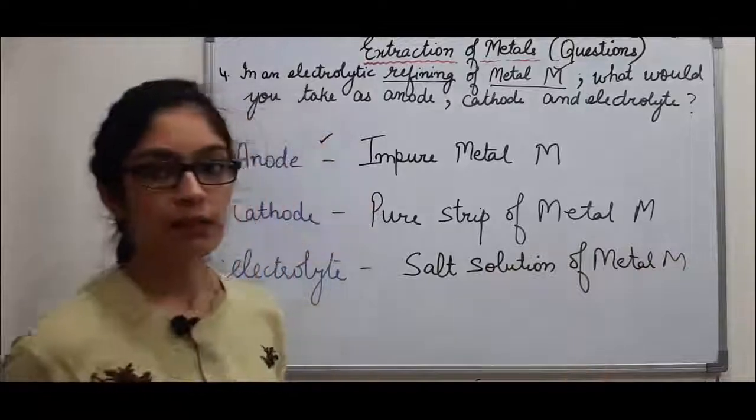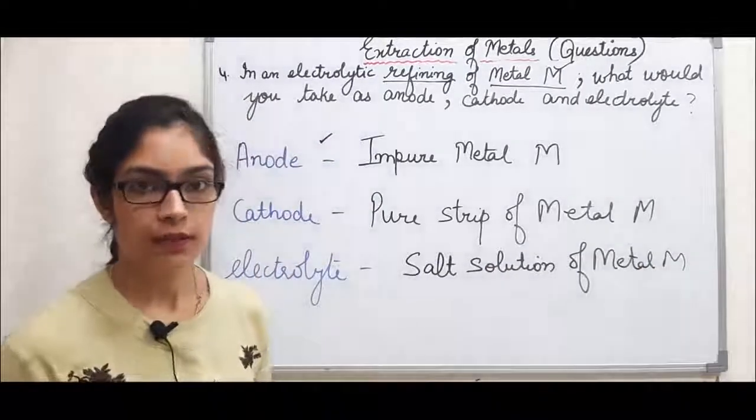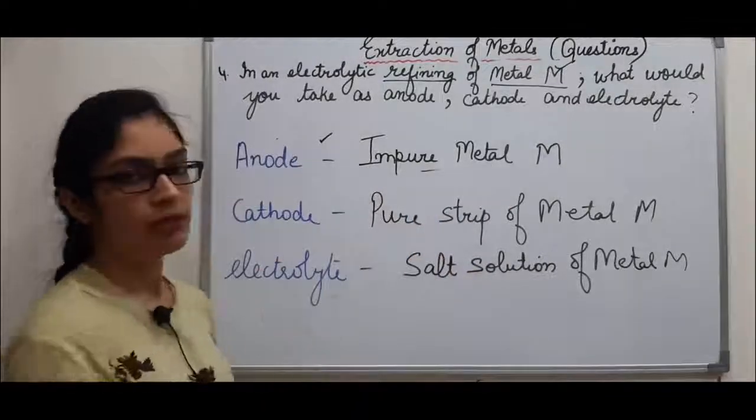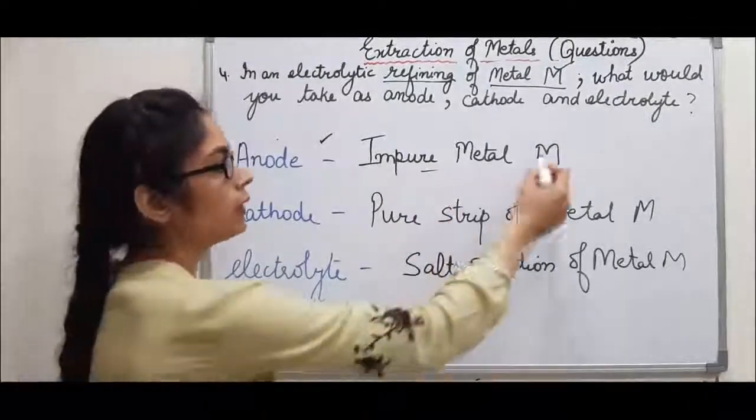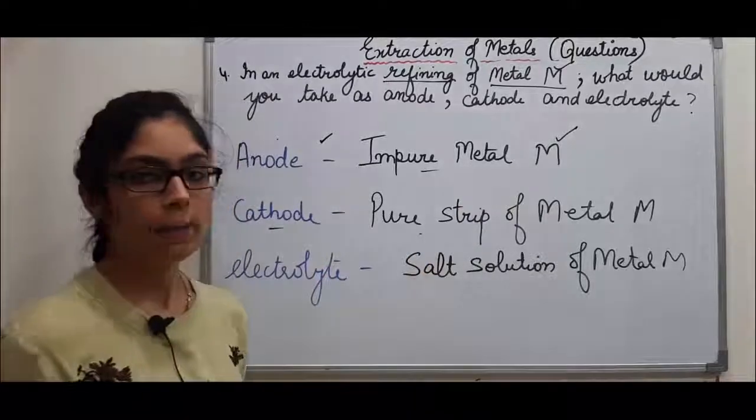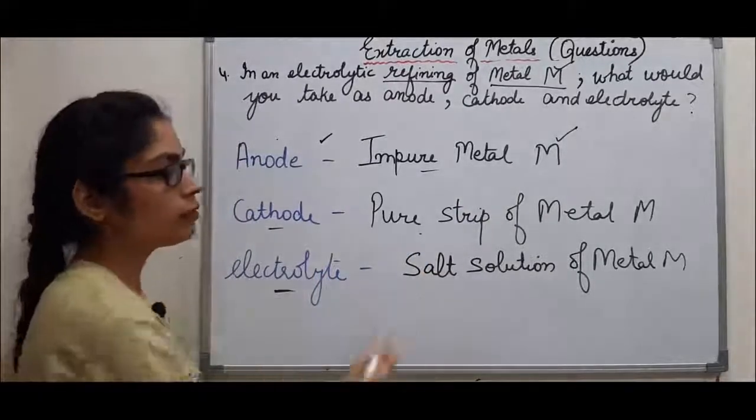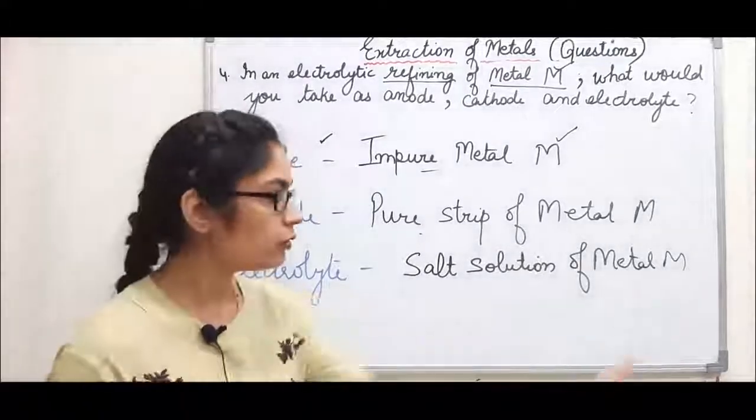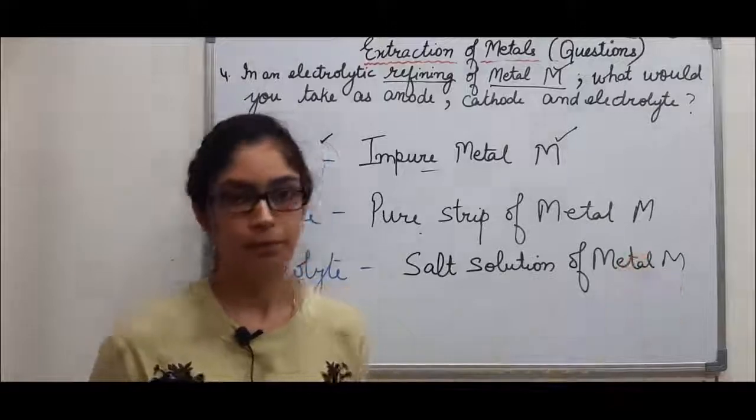We have already discussed these things while doing electrolytic refining: the anode is the impure metal, whichever metal we are taking, the cathode is a pure strip of metal M, and the electrolyte is a salt solution of metal M. Here the name of the metal is not given, so that's why we are writing metal M.